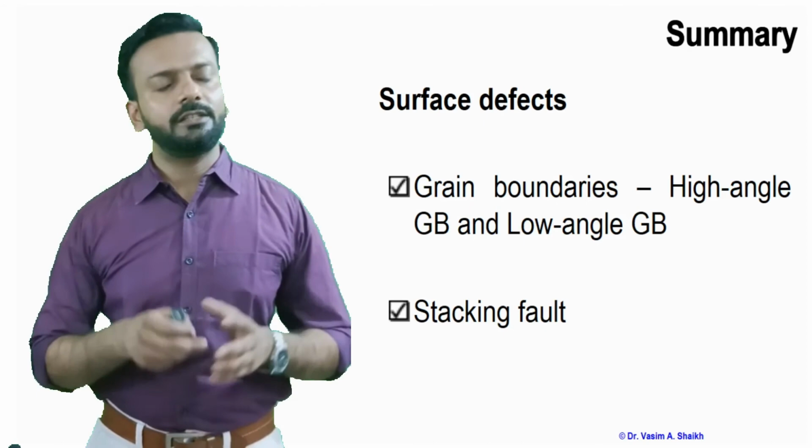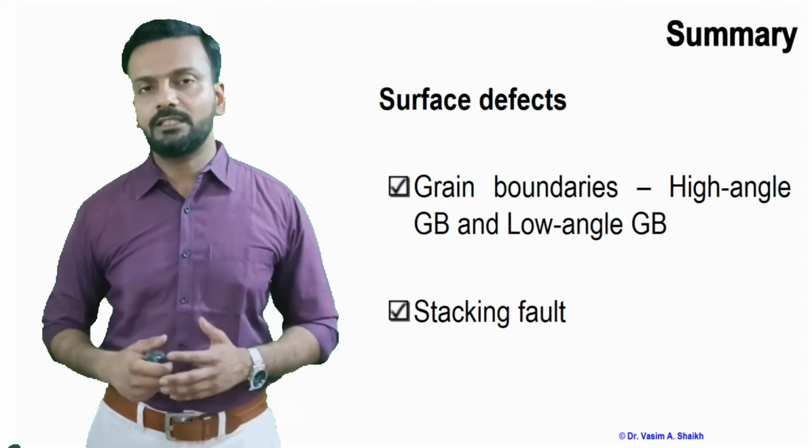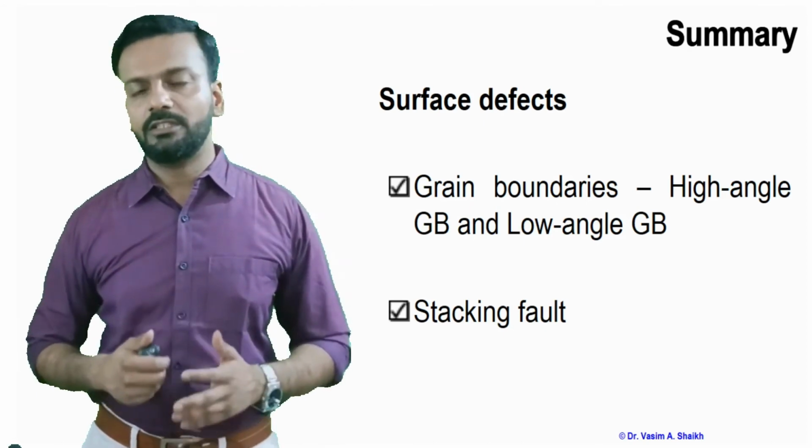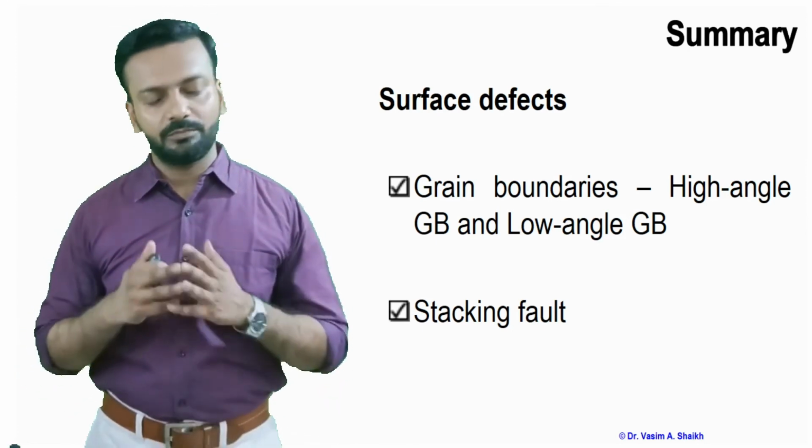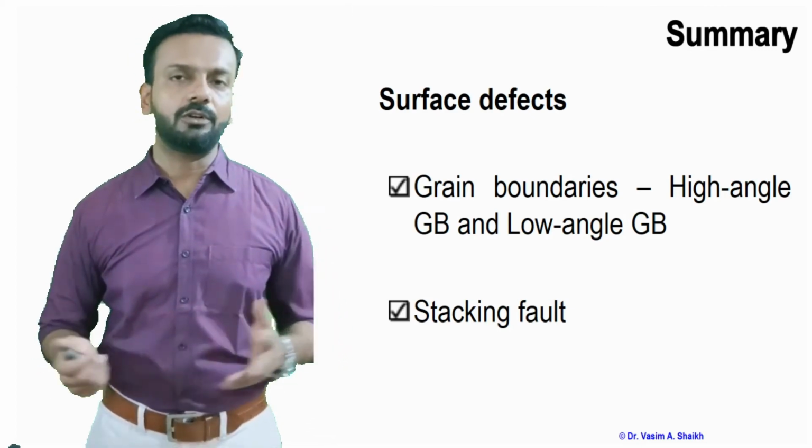So now the next one is stacking fault. We saw that in each crystal structure there is a stacking sequence, like ABC in an FCC and AB in an HCP, and if any of these planes is missing, then we have a stacking fault.